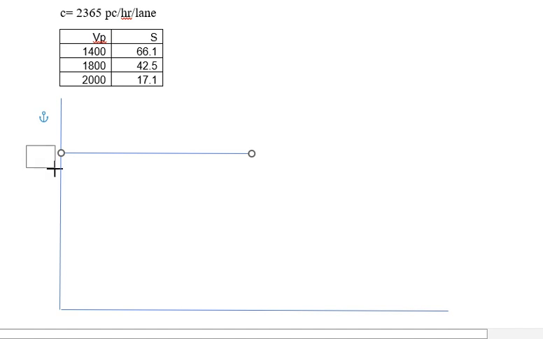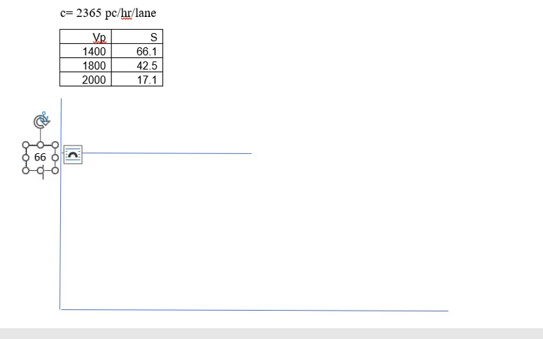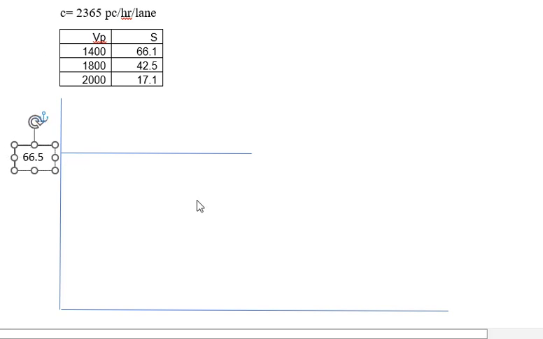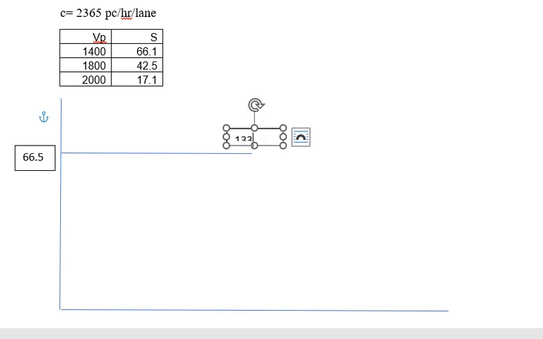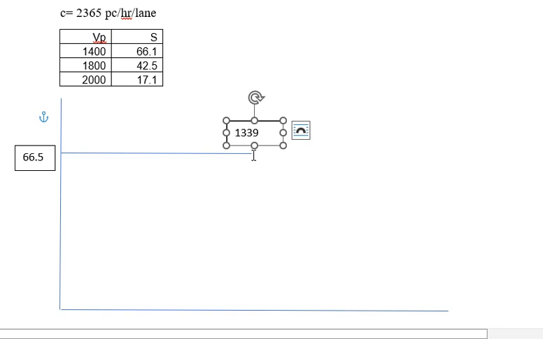Okay, so I'll start from a value of 66.5, which is my free flow speed. And this will continue till I reach the break point. So this point is my break point, which is 1339. Up to the break point it is a straight line.